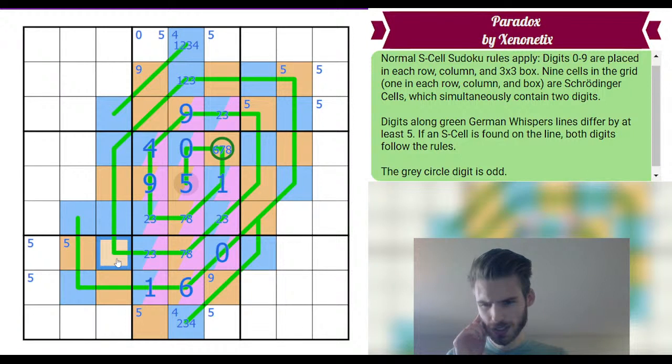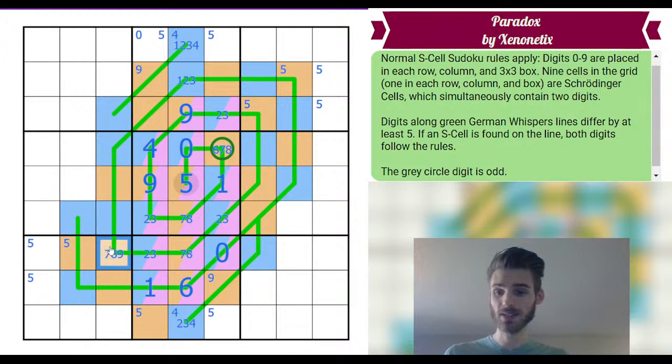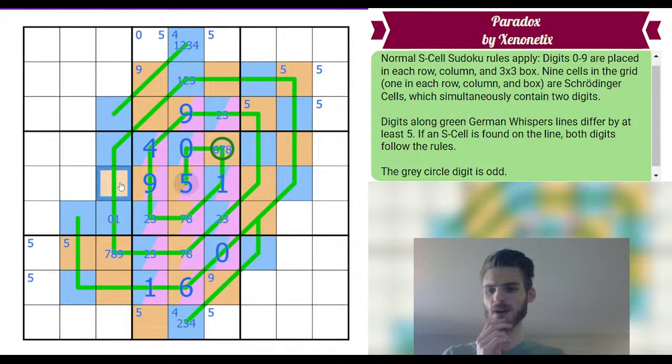But this can't be a 6 or a 5, I guess. Should notate that. This can't be 2 or 3. Can it be 4? No. So this is 0 or 1. This can't be a 5. Could be a 6 if this was 0, 1.